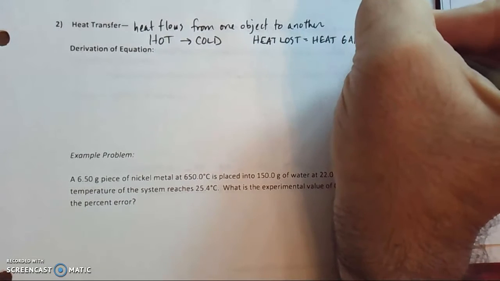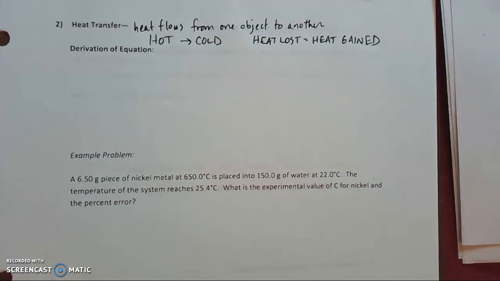A lot of times this is referred to as efficiency. Heat is a form of energy, so the energy lost must be gained somewhere. Heat is the most disorganized form of energy.